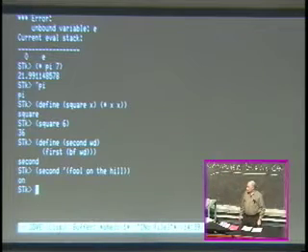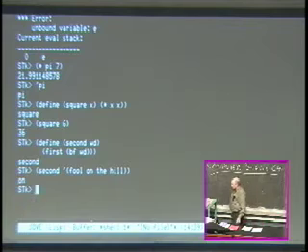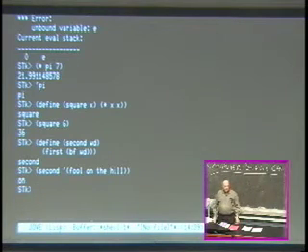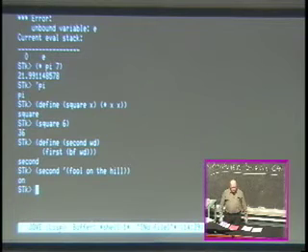So how did that work? Well, it took but-first of the argument, and that gave it "on the hill." And then it took first of that, and that gave it "on." So second is first of but-first. There we go. Okay?